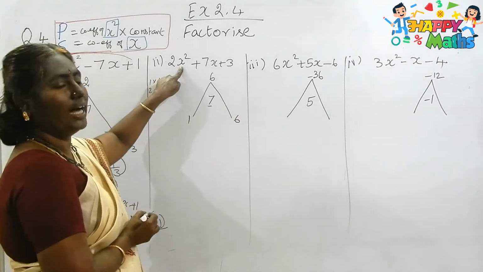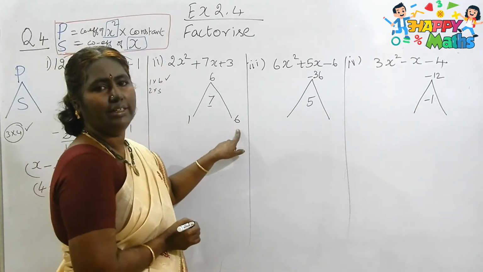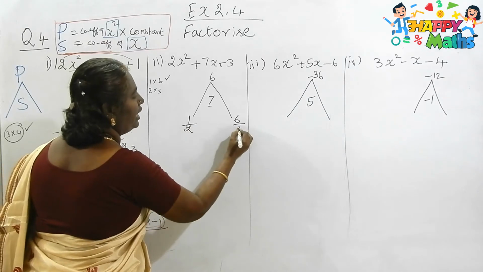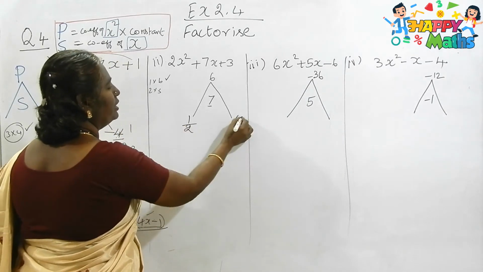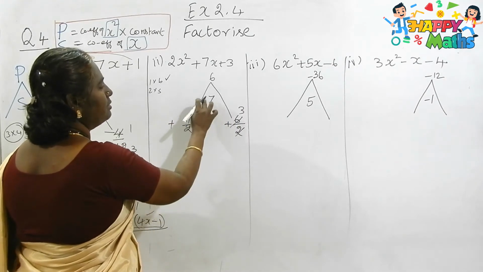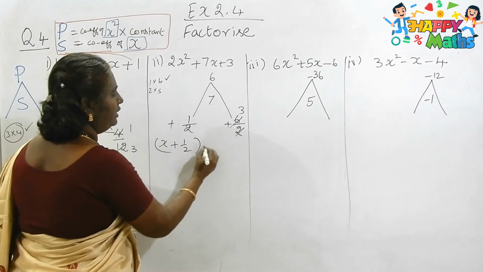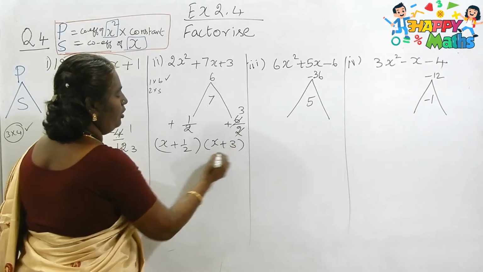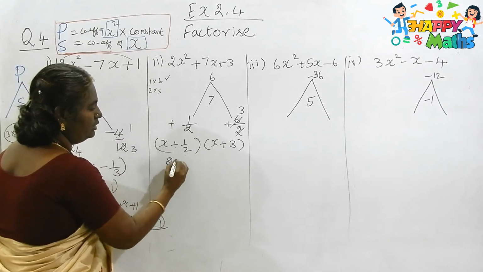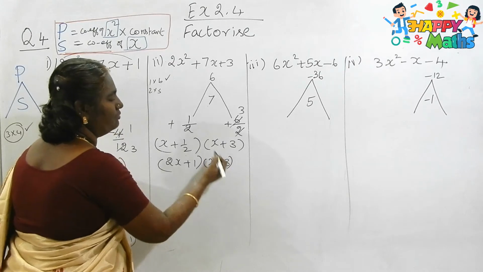The coefficient is other than 1. So if it is 1, you need not divide it. If it is other than 1, you have to divide by the coefficient of x square again. So when I divide, this is 1 by 2, this is 3. So both are with a plus sign because it is a plus number. So you can simply write it as x plus 1 by 2 and then x plus 3. If any denominator comes here like that, you have to cross multiply it. So 2x plus 1 and x plus 3. These are the factors. Finished.